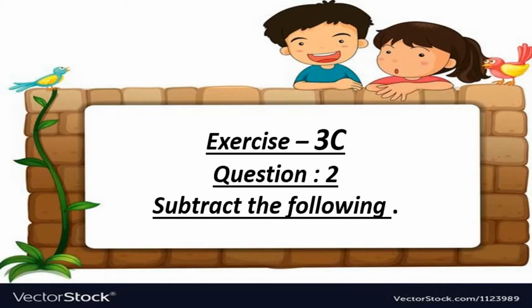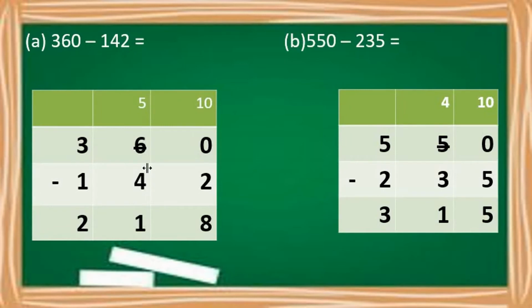So now students, can we start question number 2? Yes, we can start here. Question number 1 is 360 minus 142 is equal to how many? Again and again I am repeating, 360 minus 142.